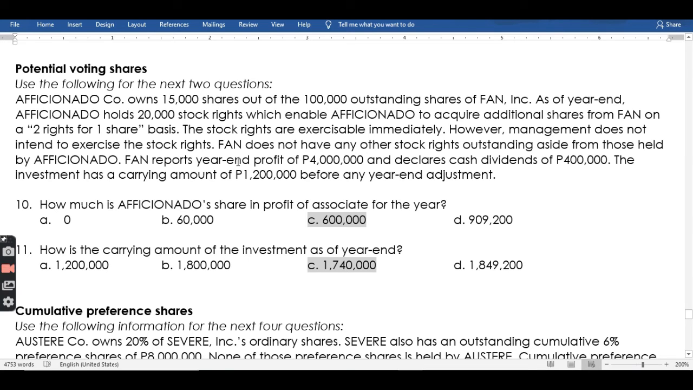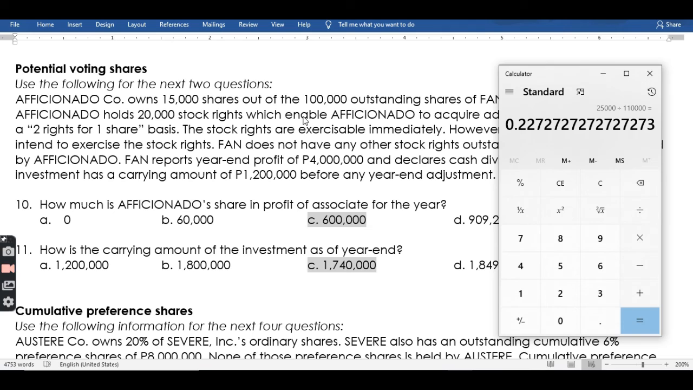So what happened is that at year-end, it reported 4 million and declared a cash dividend of 400,000. The investment has a carrying amount of 1,200,000 before any year-end adjustment. So first question, how much is your share in profit? Take note, if the basis is whether you can have significant influence, include the potential voting rights. But when computing the share, use only the actual.